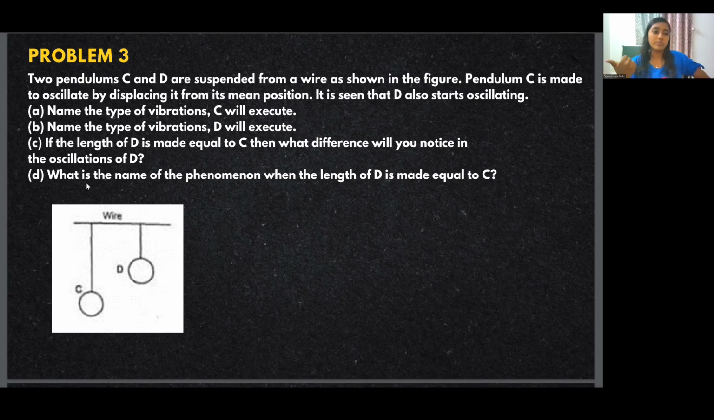So the first bit says, name the type of vibration C will execute. Then they're asking you the type of vibrations that D will execute. Then they're asking, if the length of D is made equal to that of C, what difference will you notice in the oscillations of D? And the fourth is that they're asking you what the phenomenon is. Each of these is 1 mark, right?